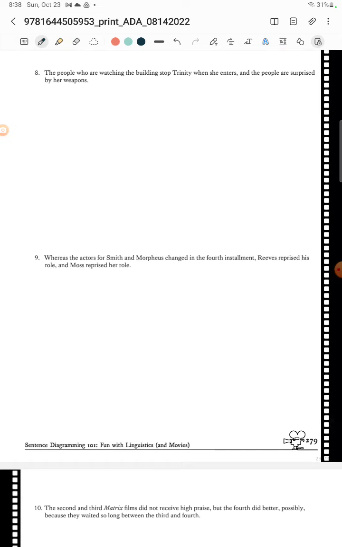The people who are watching the building stop Trinity when she enters. The people are surprised by her weapons. Okay, so we have people. Which people? The ones who are watching the building. So that's a little adjective clause just right in the middle there. And what do they do? They stop Trinity, and then they stop her when, subordinating conjunction, she enters. And the people, what, are surprised, and then by her weapons is why.